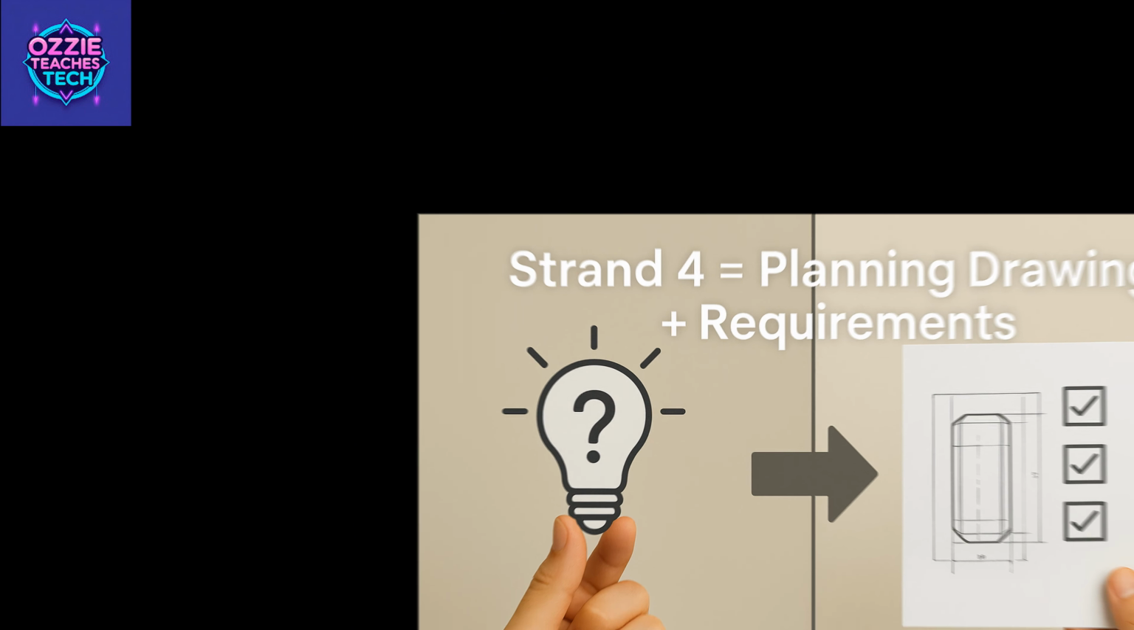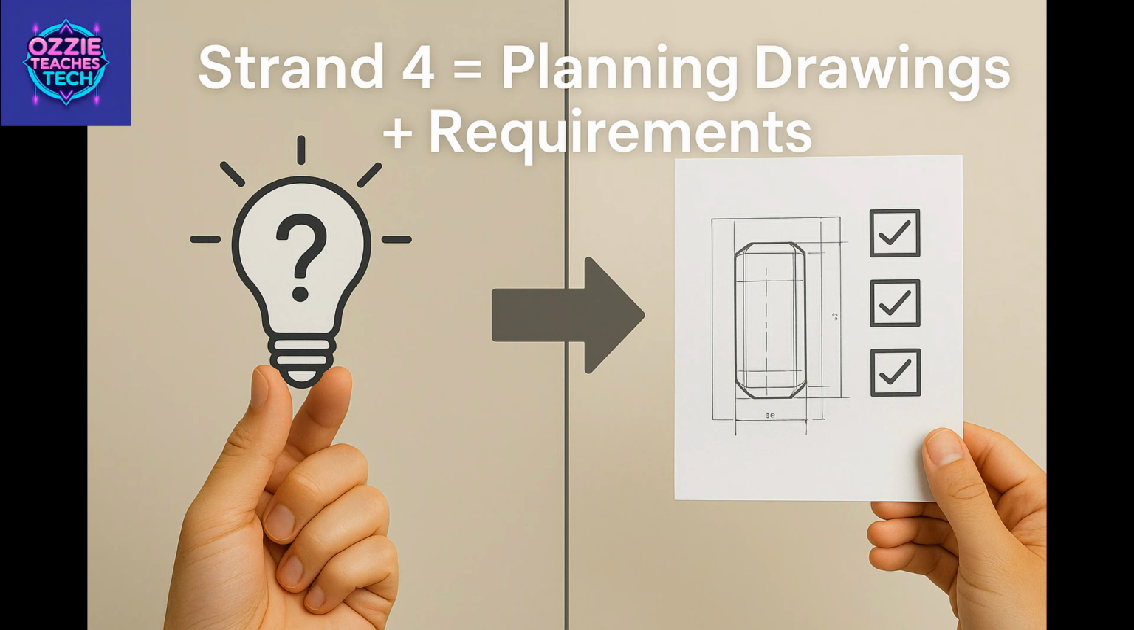First things first, what exactly is Strand 4 asking you to do? Strand 4 has two main parts. 1. Develop accurate and detailed planning drawings or diagrams. This means creating technical drawings that show exactly how your solution will be made. We are talking about dimensions, measurements, materials, and construction details.